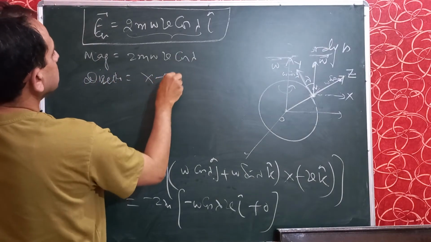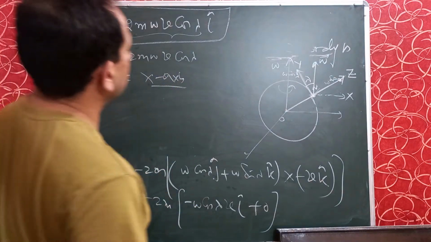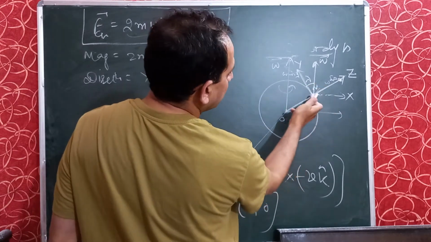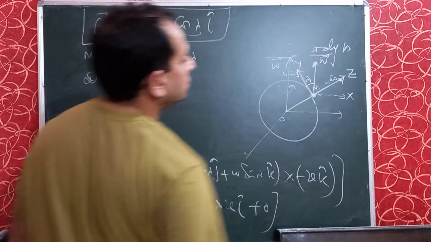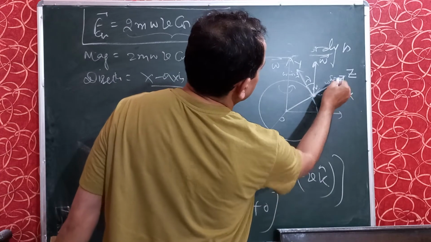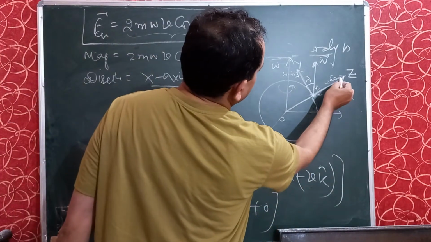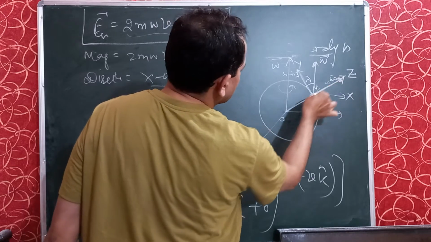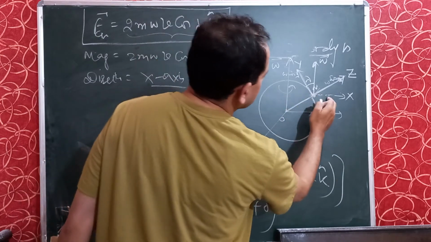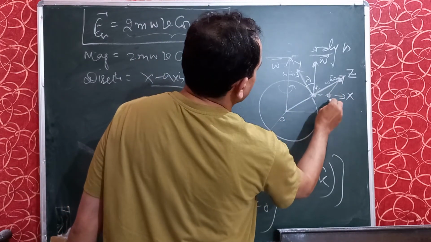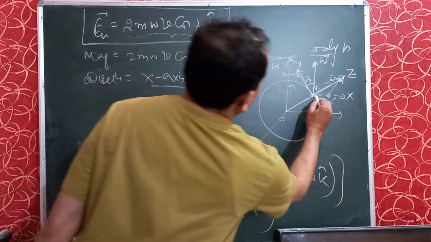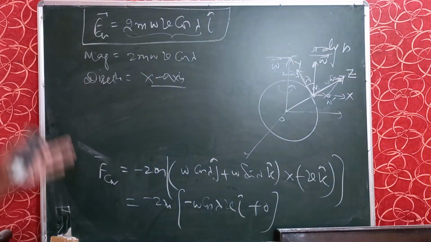which means along the x-axis. It means this Coriolis force is acting on the body towards the x side, so it will pull the body inward. So when the body is freely falling under gravity, it is supposed to go toward this end point, but actually it will not fall at the end point. It will displace towards the x-axis. Actually it will fall at the end dash point. Why? Because of the Coriolis force.